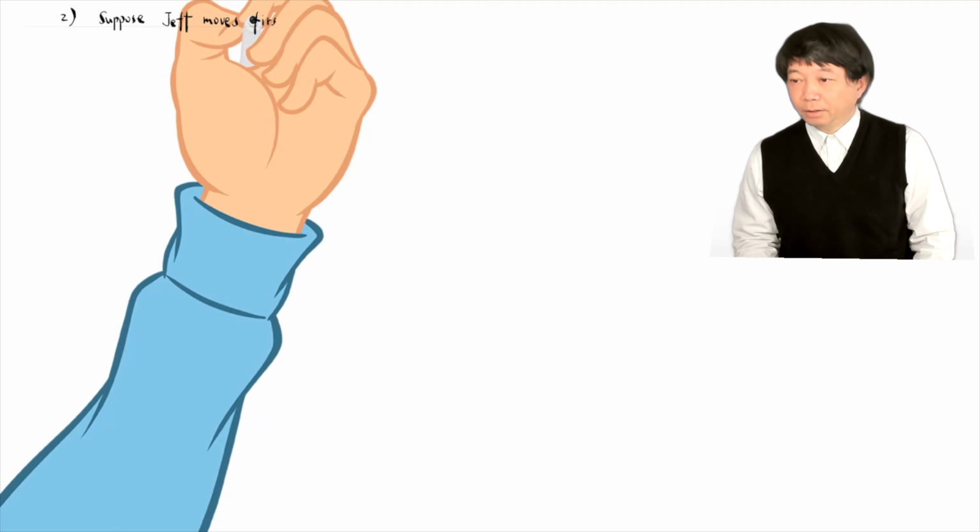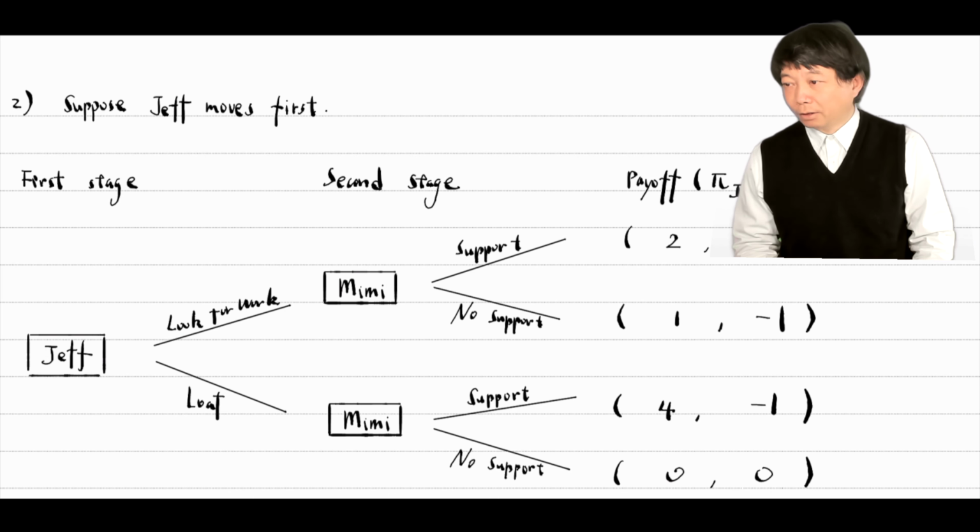In part 2, Jeff moves first. We draw a game tree and use the backward induction approach to find the subgame perfect Nash equilibrium. There are two stages in this sequential dynamic game. We first consider Mimi's strategy in the second stage. Given that Jeff chooses to look for a job, Mimi gets 4 if she supports her son, but -1 if she does not. Mimi's best response is to support her son. We underline her payoff 4 and add an arrow on the path.